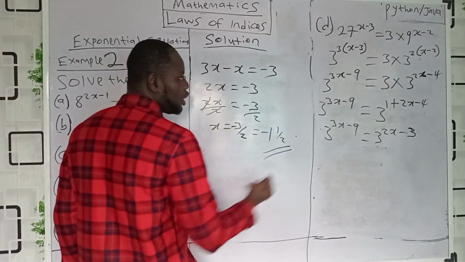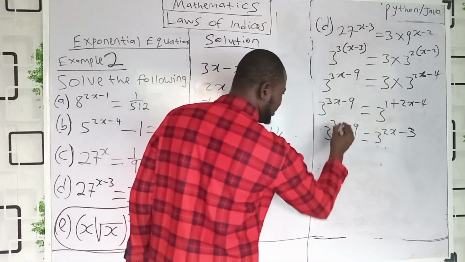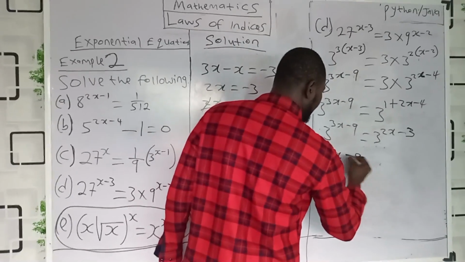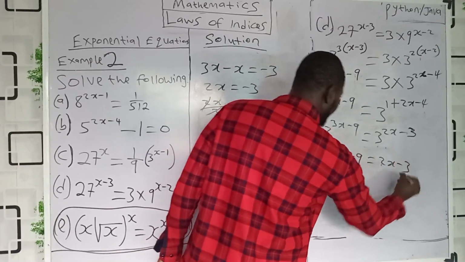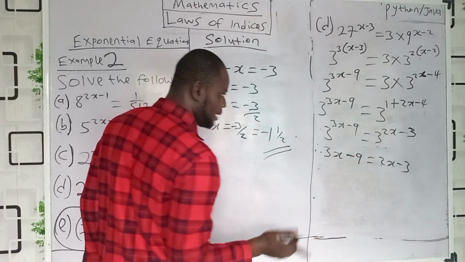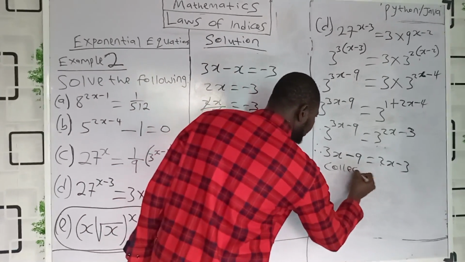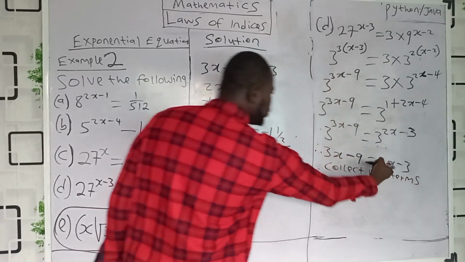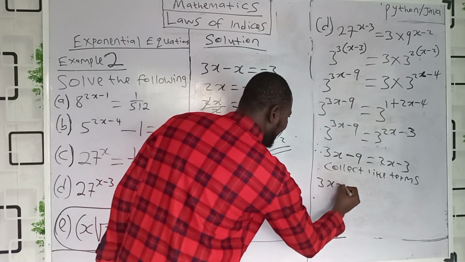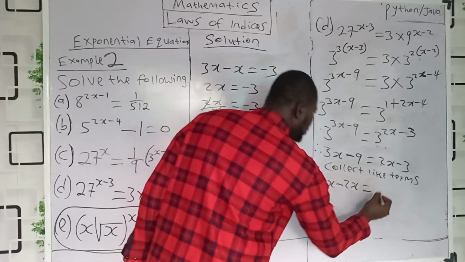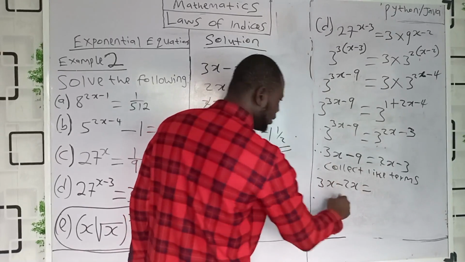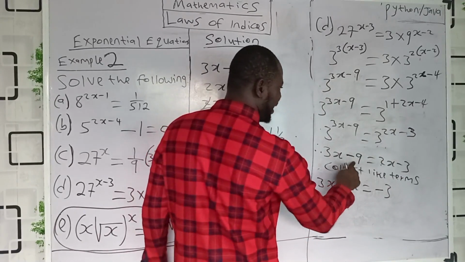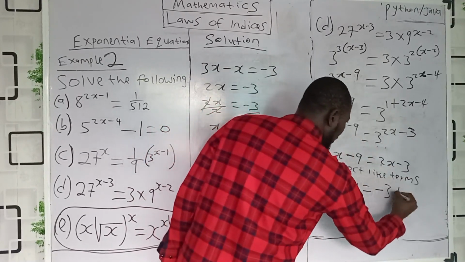Now, beautiful. The two bases are equal. What does that mean? The powers are equal. Therefore, 3x minus 9 equal to 2x minus 3. Beautiful. Collect like terms. Then I will bring 2x to this side. So 3x minus 2x is equal to, I want to transfer 2x to this side, I've done that, then minus 3 still remains on the right hand side. Then I want to transfer minus 9 to the other side. It will become plus 9.